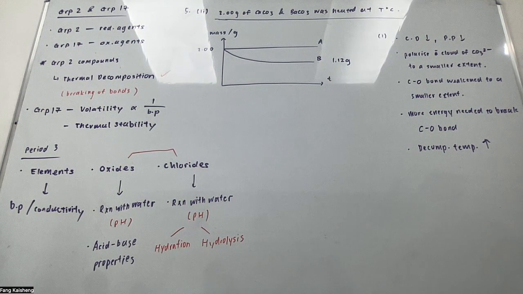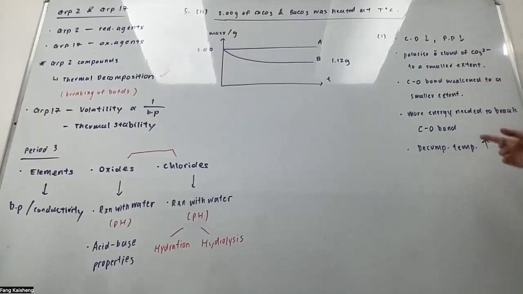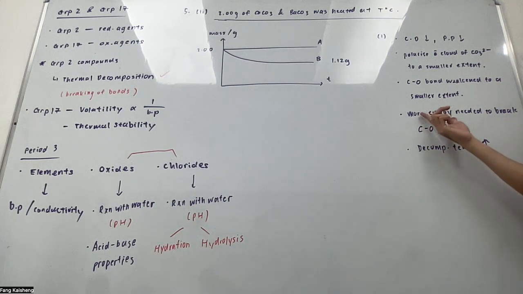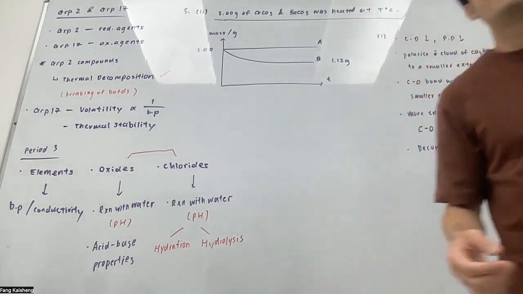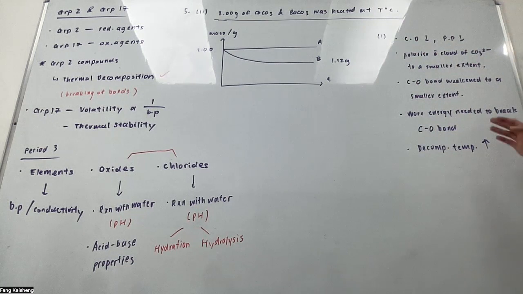Okay, but remember for part one here, they are asking not for thermal stability, but for decomposition temperature. Everything else is the same, but just the last step, decomposition temperature increases. How do I know that? It's because you require more energy to break the bond, right? More energy just means temperature is higher, no? Right? Should I have any issues here?